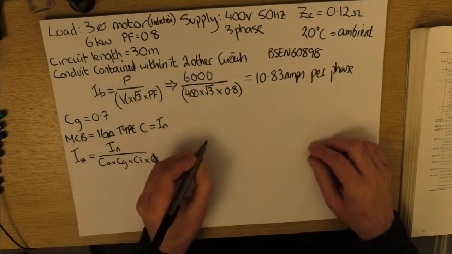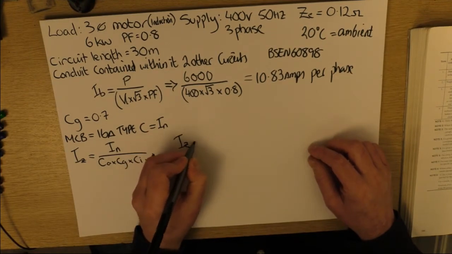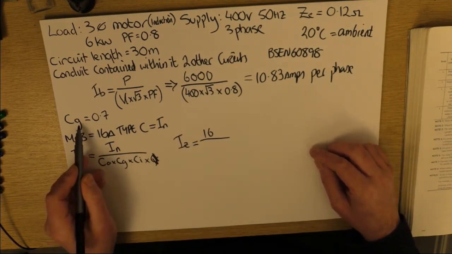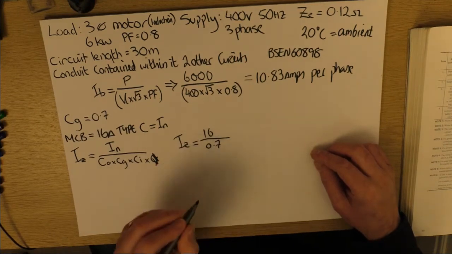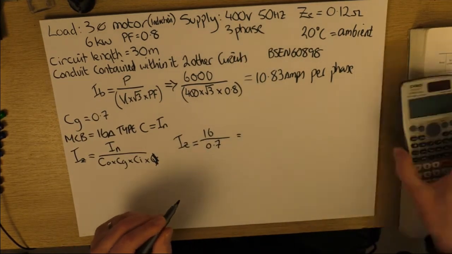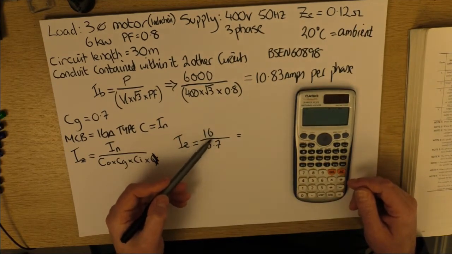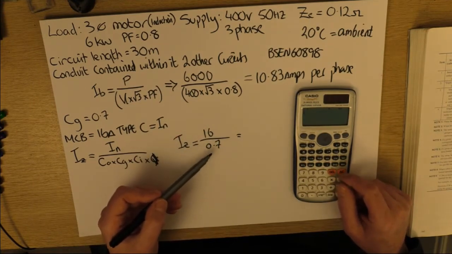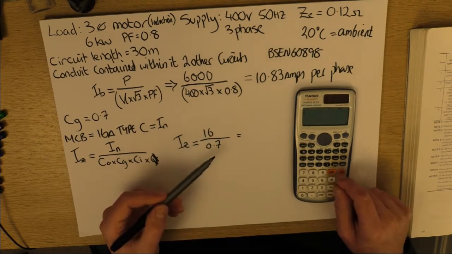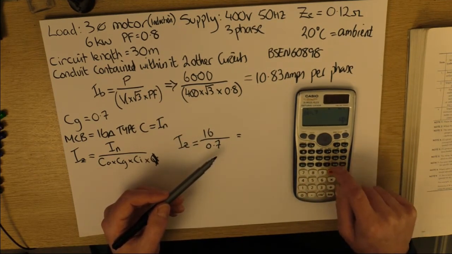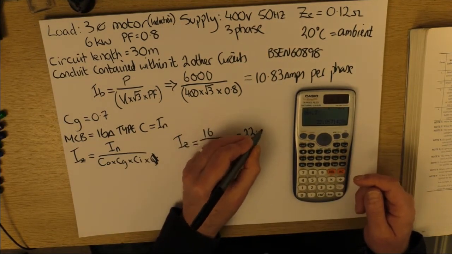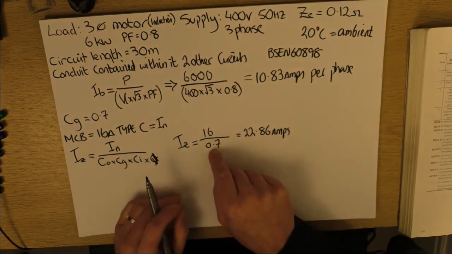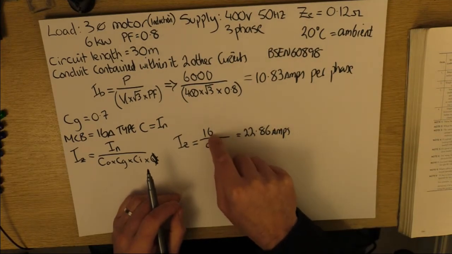So let's apply what we got, and then we can choose a live cable from that. So in our case it's 16 over our only factor, which is 0.7, and that's going to have the effect of going up from 16 plus, isn't it? Anything divided by a number under 1 is going to increase this number. So 16 divided by 0.7, and we get 22.86 amps.